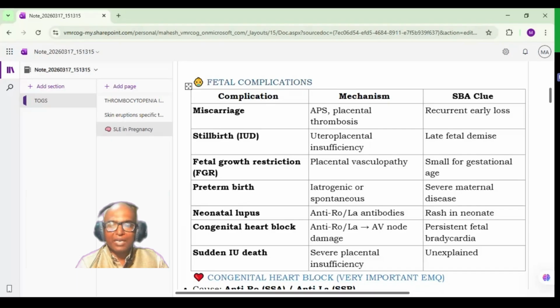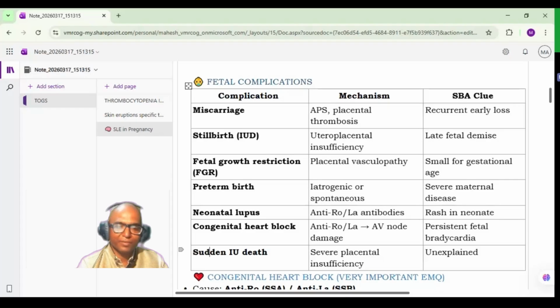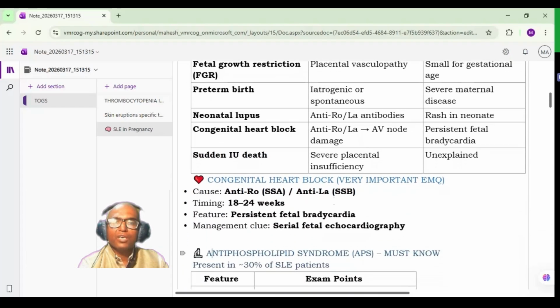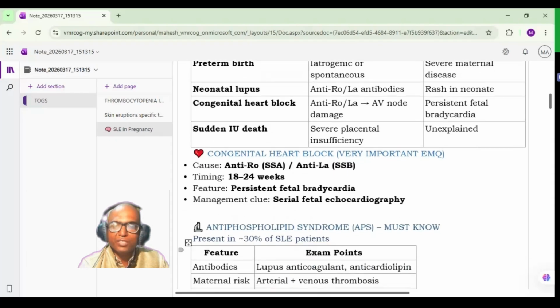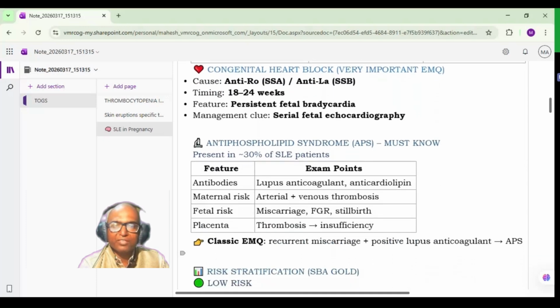Congenital heart block, again, these anti-Ro and anti-La antibodies will damage the AV node, and there will be persistent fetal bradycardia. Sudden IUDs are also known to happen in these patients because of severe placental insufficiency. So these are the various complications. Now congenital heart block can happen in 2 to 3% of cases. It is not that common, but in 2 to 3% it can happen. Generally, timing is between 18 to 24 weeks. There is persistent fetal bradycardia, and the clue is that serial fetal echocardiography will be important in this particular case.